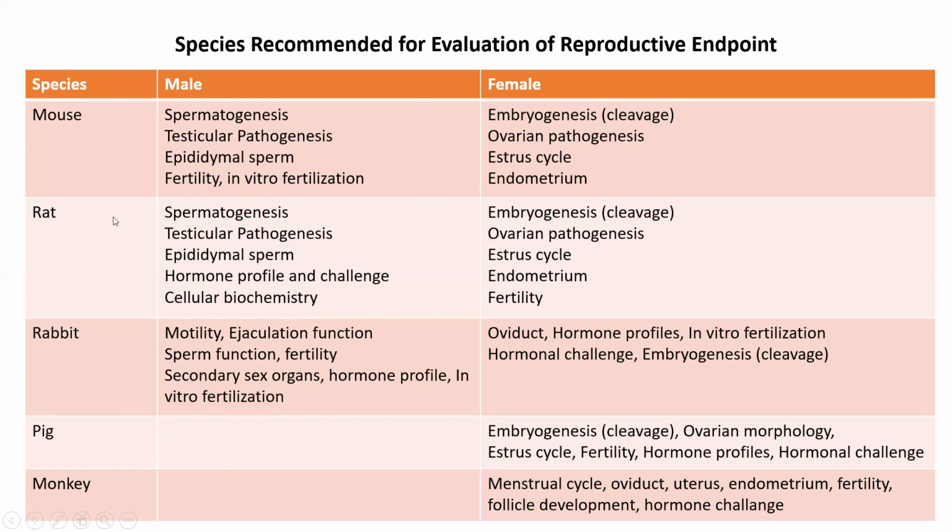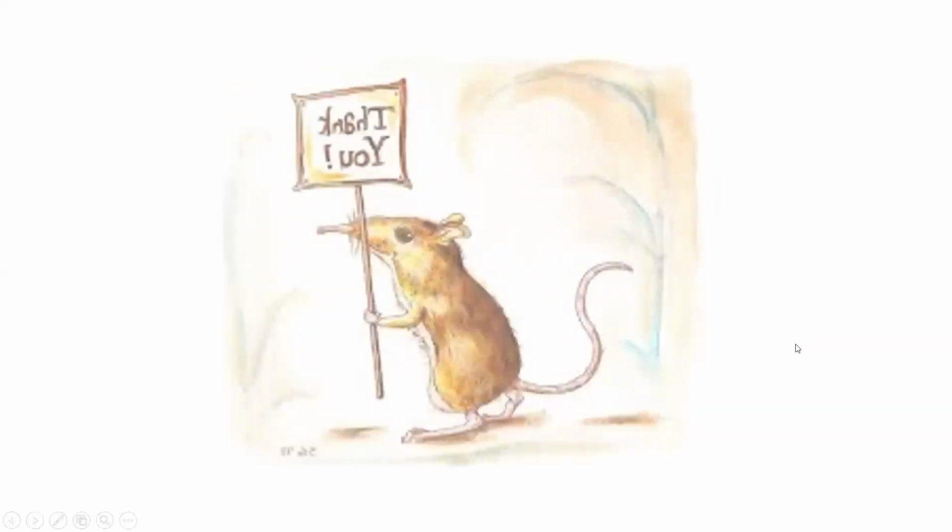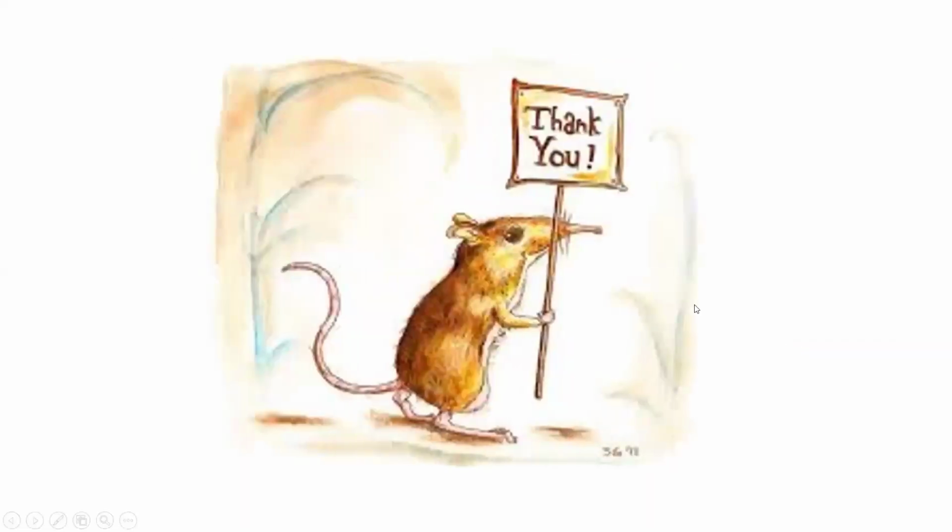In case of the rat, you can go with these parameters in males and in females. In rabbit, these are the parameters. In case of female rabbit, you can evaluate these parameters. In case of pig and monkey, if male, no specific parameter is reported, but in case of the female, you can go with the following parameters. So this is all about the general basic introduction of reproductive toxicology.